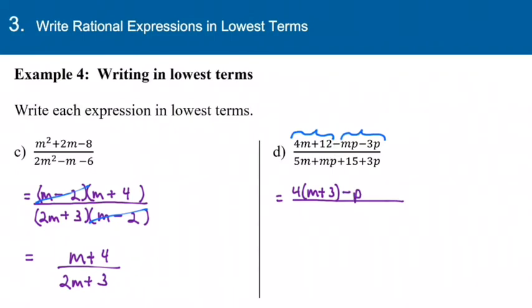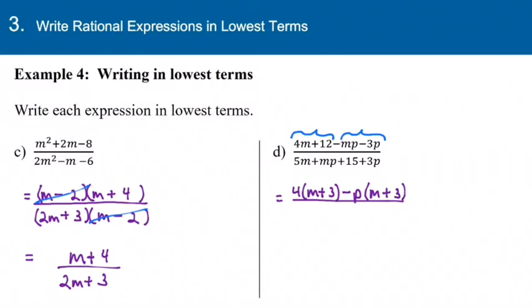So when we factor out negative p, times m would make this first term, and negative p times positive 3 would make this second term. All right, so check it. Negative p times 3 makes negative 3p. We had to change this sign to account for this negative because we already had a negative here.